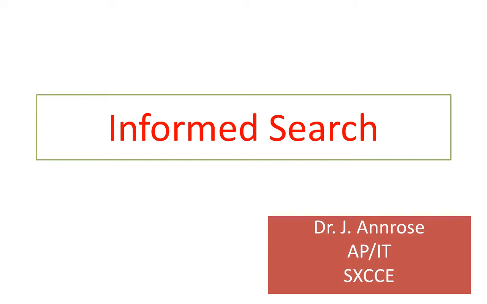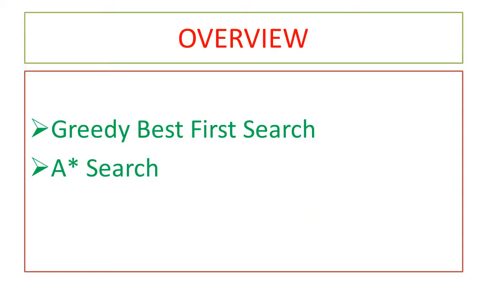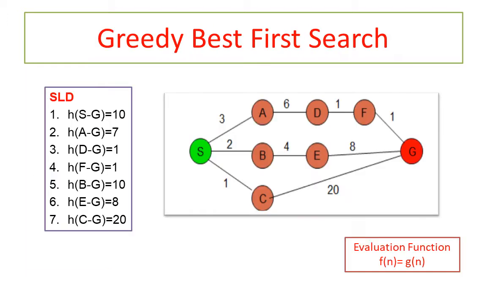Hi everyone. In this video we are going to see about informed search, otherwise called heuristic search. Here the evaluation function is calculated at each and every node before taking the decision. In this video we are going to see two types of heuristic search, that is greedy best first search as well as the A star algorithm.